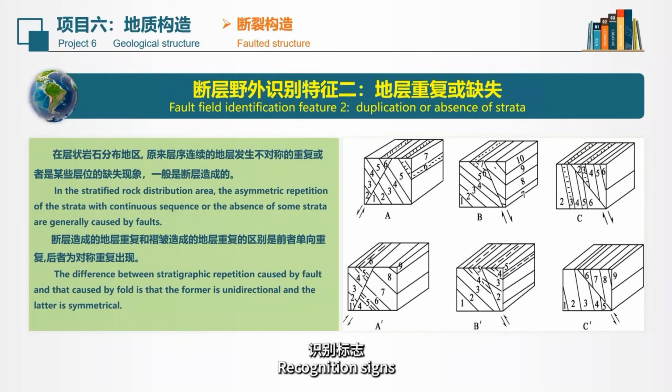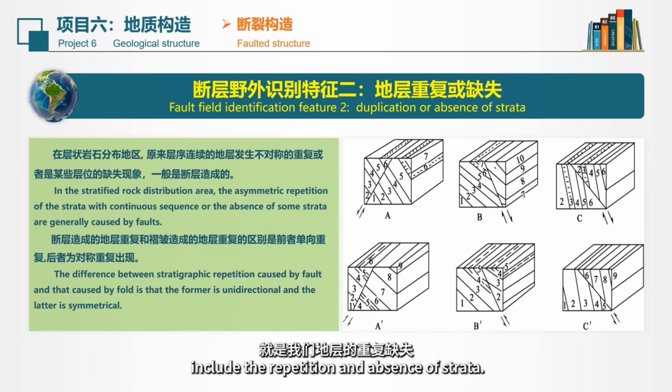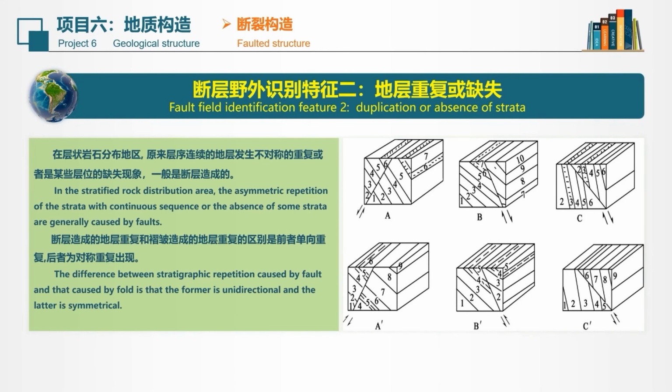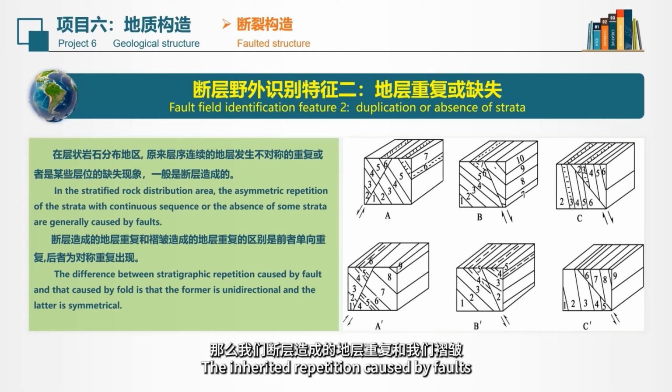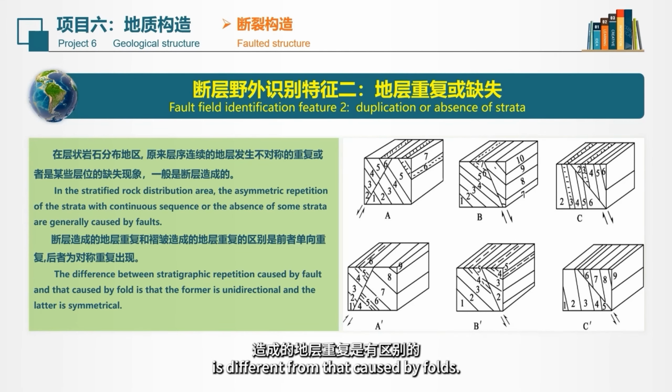Secondly, recognition signs include the repetition and absence of strata. In layered rocks, the strata are continuous. If there is asymmetric repetition or a certain layer is missing, it is generally caused by a fault. The repetition caused by faults is different from that caused by folds. The repetition caused by faults is unidirectional, while the repetition caused by folds appears symmetrically, so we need to distinguish between the two.